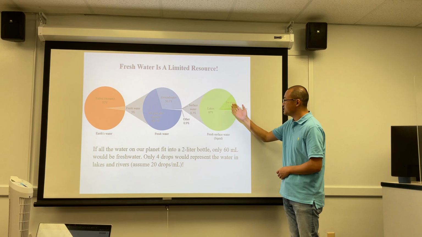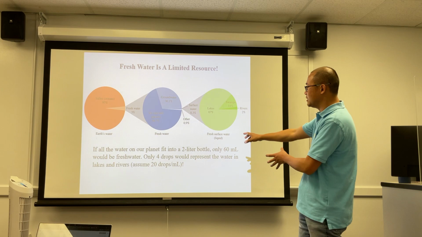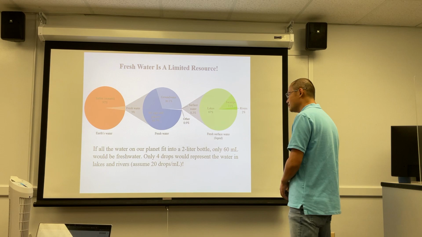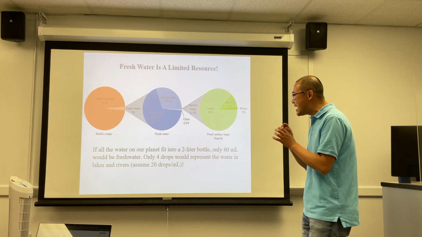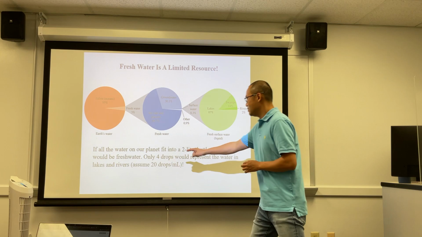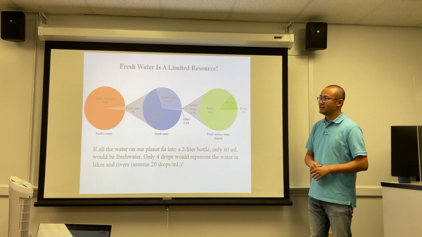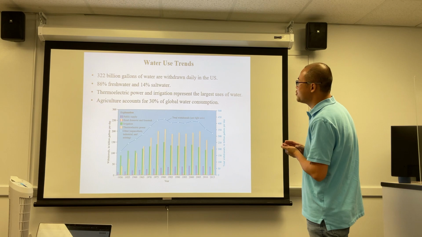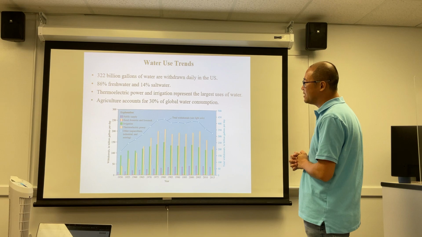There is a comparison showing that if all the water on our planet fit into a 2-liter bottle, the amount that is really usable and easily accessible for us to drink and use every day would be only 4 drops. You can see how small a percentage that is, even though we are living on a planet of water. And this chart shows you the use of water in the United States. 322 billion gallons of water are withdrawn daily.